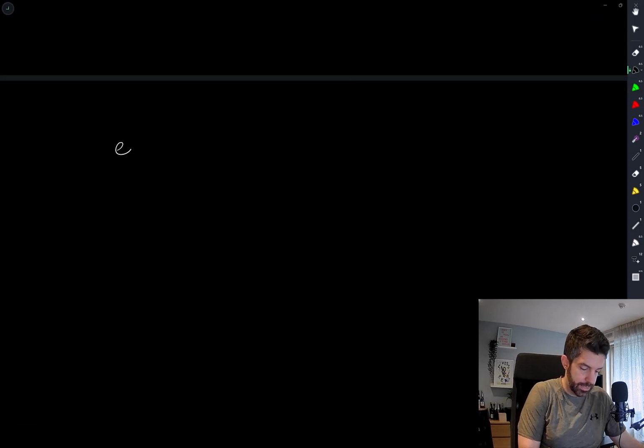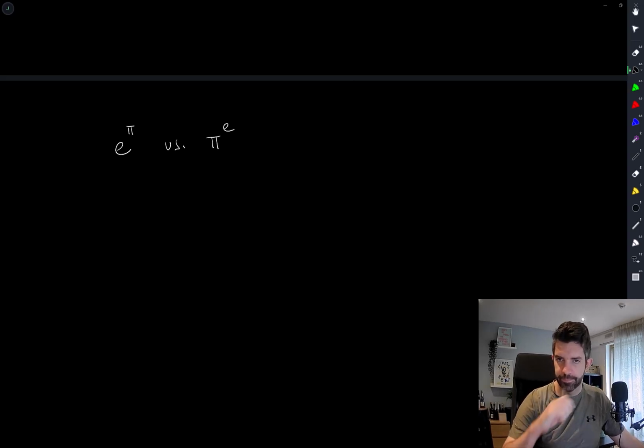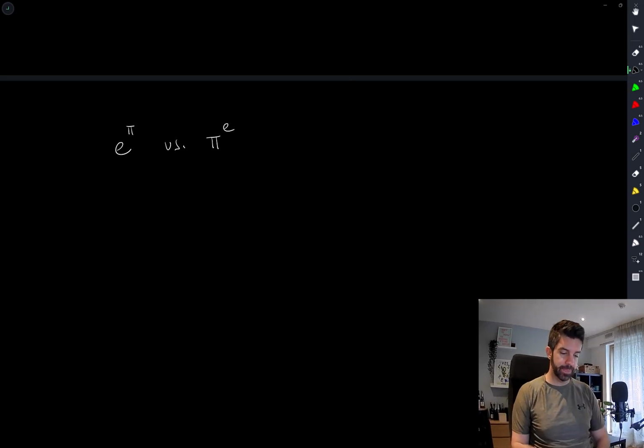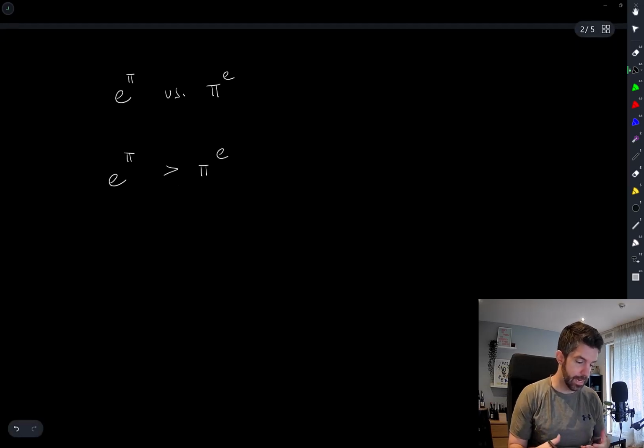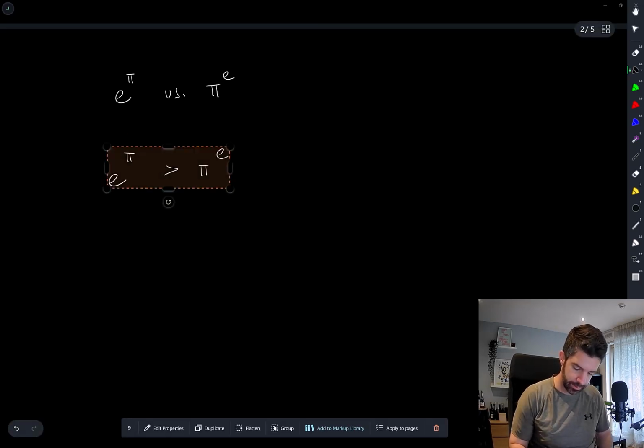So the second part of the question asks us about e to the pi versus pi to the e. Okay, yeah, so I've done questions similar to this before as well. What I'm going to do is assume e to the pi is greater than pi to the e, and either, okay, here's a better way of doing this.